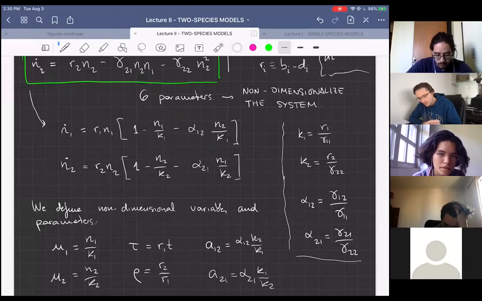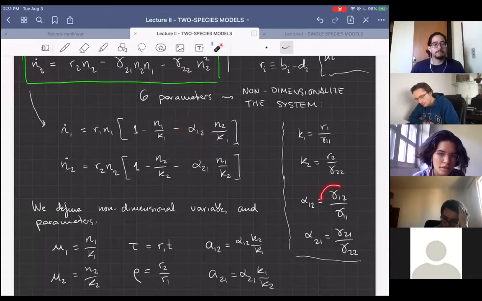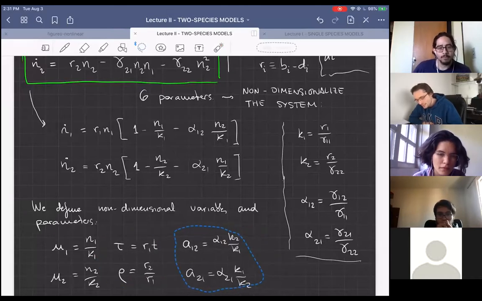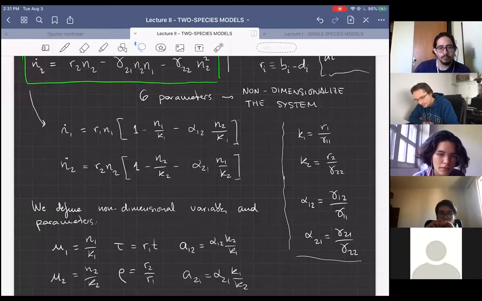So I said something wrong. Alpha is already non-dimensional, sorry, right? Because it's the ratio between two gammas that have the same units. What I'm going to do is to somehow incorporate the weight of the current capacity in these new non-dimensional parameters. So as I said, this may sound to you like magic, like I'm defining some magic, taking it from my hand. In part it is.